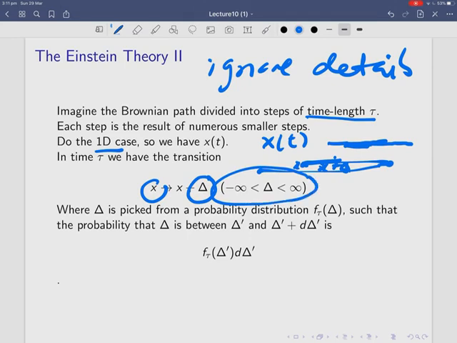So delta is picked from a probability distribution f tau of delta. Delta is the size it moves in time tau, but that delta is not deterministic, it's probabilistic. It can be in a wide range from minus infinity to infinity. So the probability that delta is between delta prime and delta prime plus d delta prime is this. That's our probability distribution for the step size delta prime.